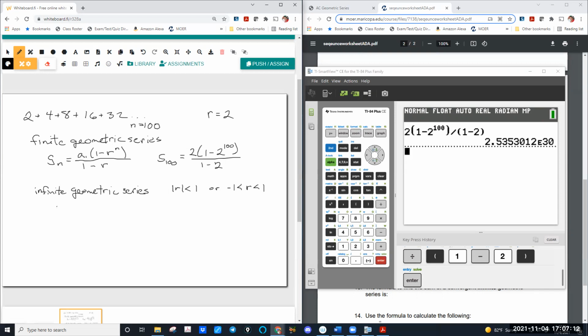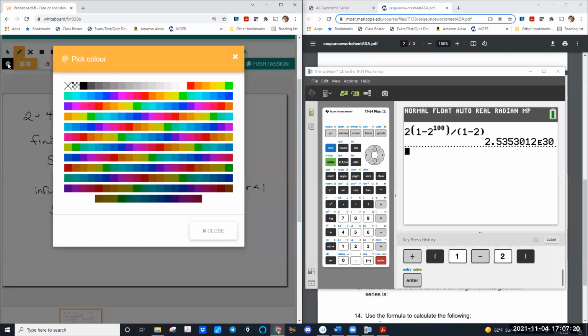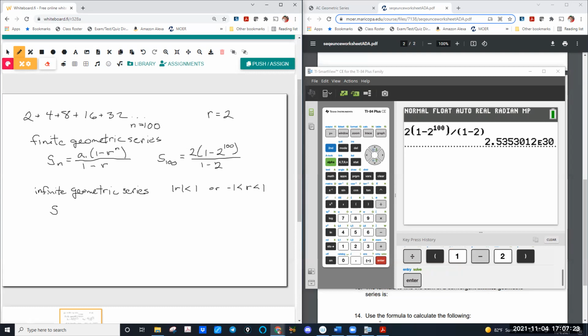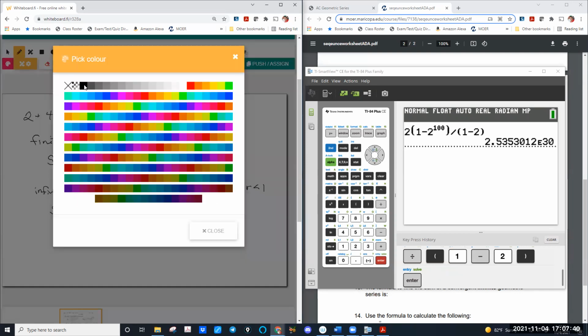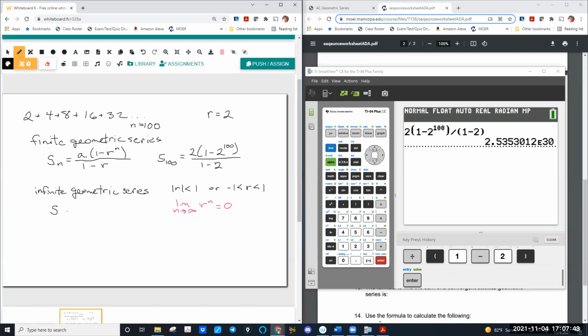Now, the formula for the sum of an infinite geometric series might be one of the easiest formulas we see all semester. It's very similar to this formula, but here's what's cool. If |r| is less than 1, well, then the limit as n goes to infinity of r to the n equals 0. So basically, this part here becomes 0, and that turns the finite formula into the infinite formula. Well, if that's 0, this is just 1 minus 0, so the top is literally just the first term over 1 minus r.